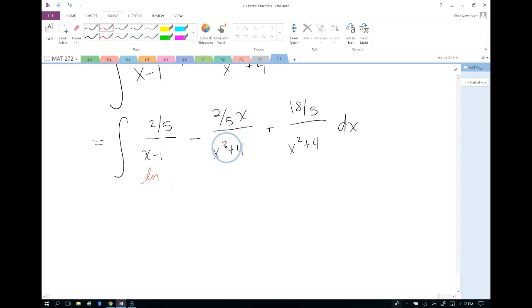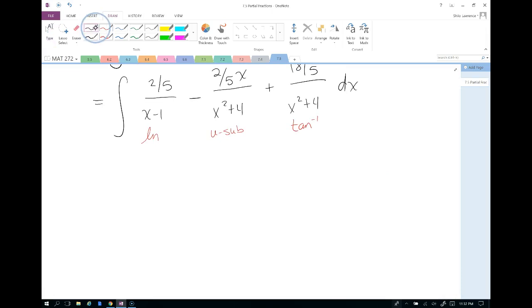The second fraction that had a squared in the bottom and a linear in the top, that one is a perfect setup for a u substitution. And then this last one that has a constant in the top and a sum of squares in the bottom is going to turn into tangent inverse. So just look up your formula for tan inverse and follow that formula. It's pretty easy.